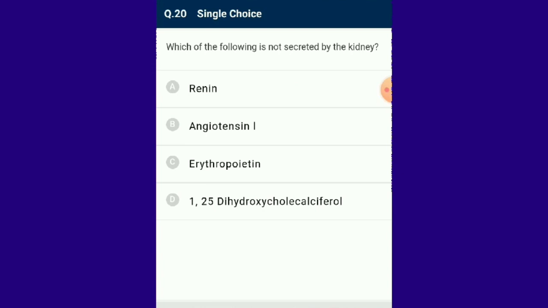Question number 20. Which of the following is not secreted by the kidney? The juxtaglomerular apparatus plays a complicated regulatory role. A fall in glomerular blood pressure, that is GFR, causes the juxtaglomerular cells to secrete renin, leading to the conversion of angiotensinogen in the blood to angiotensin 1 and further to angiotensin 2. These conversions are carried out in the liver, where the angiotensinogen is synthesized. The answer for this question is option B. Angiotensin 1 is not secreted by the kidney, it is secreted by the liver.